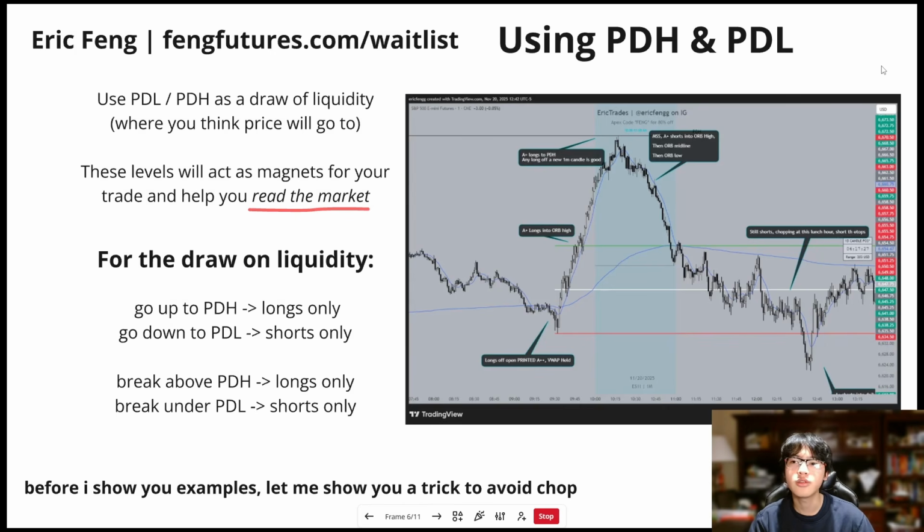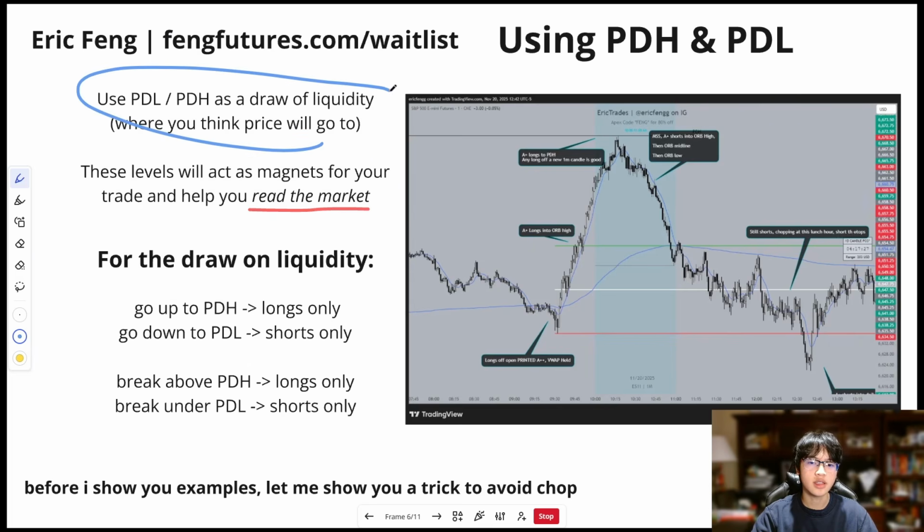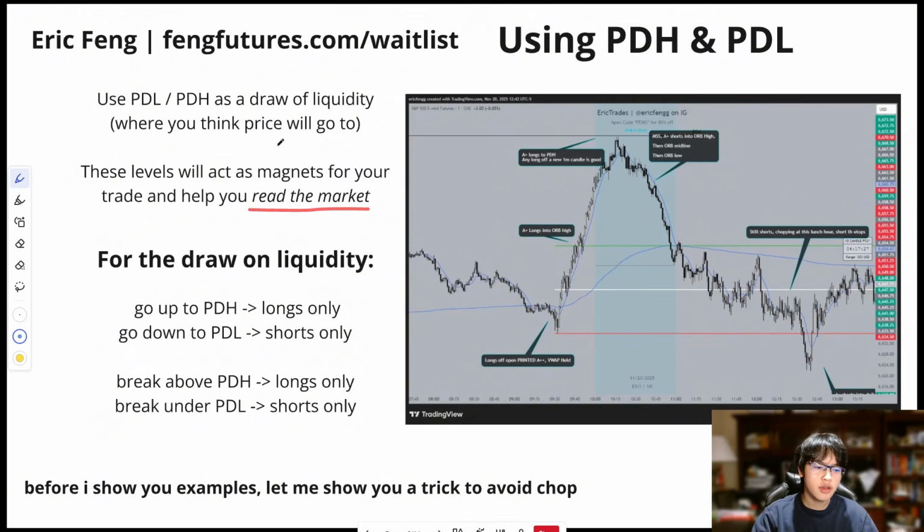Now, how do you actually use previous daily high and previous daily low when you're actually day trading? What I like to do is use them as the draw on liquidity, which is essentially where you think price is going to go. So these two levels are kind of going to act as magnets for your trade and help you read the market.